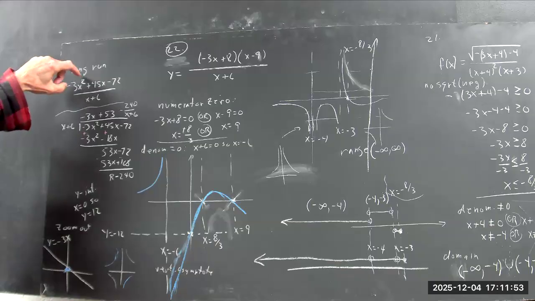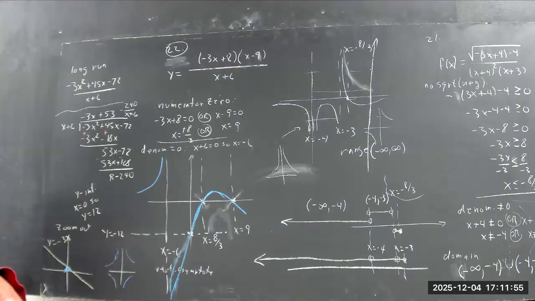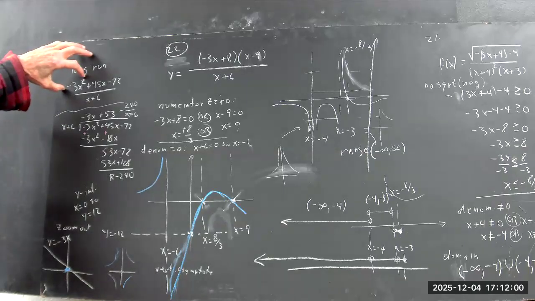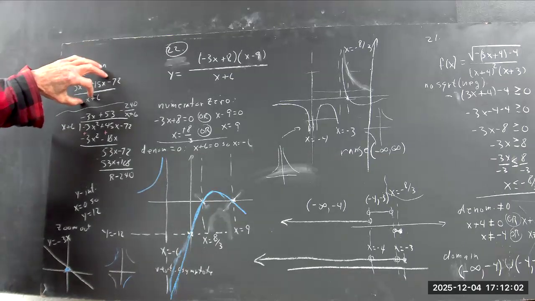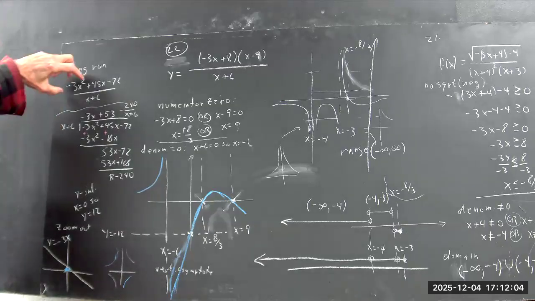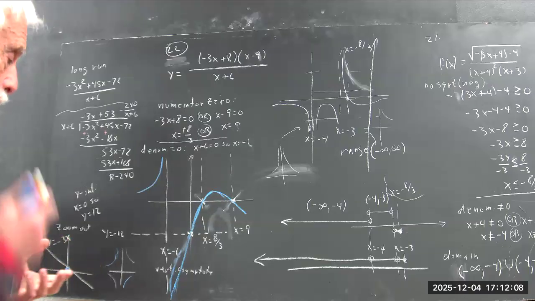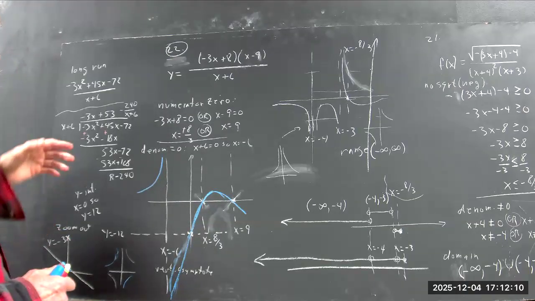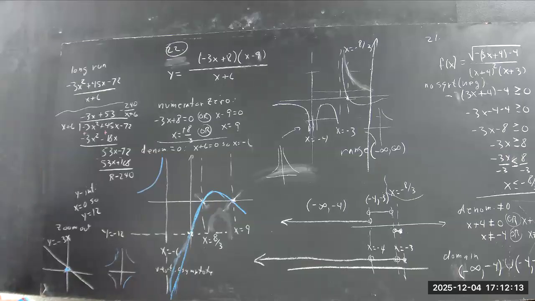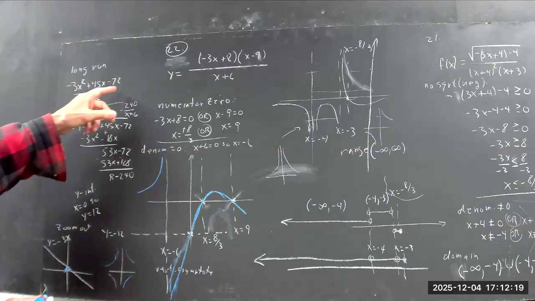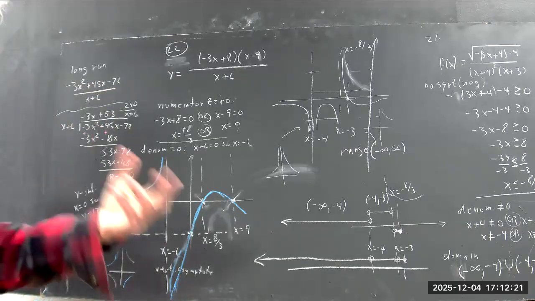The degree of the numerator is 2, the degree of the denominator is 1. The leading coefficient of the numerator is negative 3x squared, and the leading term of the denominator is x. If we divide negative 3x squared by x, we get negative 3x. So this is going to behave a whole lot like negative 3x when x gets really big. If x is really big, the 45x and the negative 72 don't amount to anything.